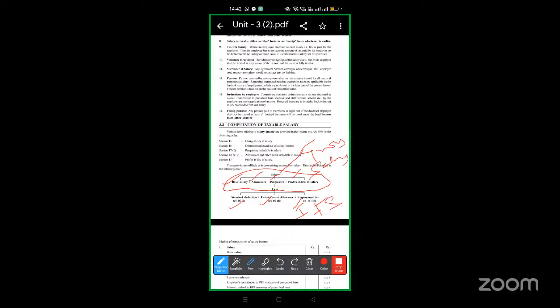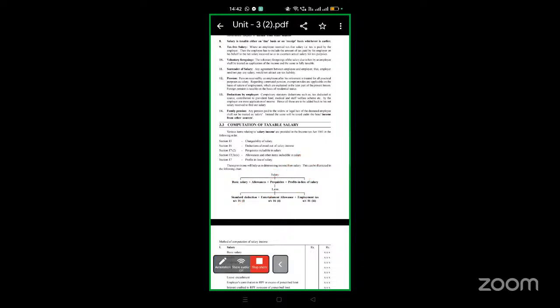The first one is gross salary. So how do we arrive at gross salary? We add basic salary, allowances, perquisites, and profits in lieu of salary. When you add all these four, we get gross salary. From this gross salary, we have three deductions. If we deduct those three deductions, that is called income from salary. Now let us understand what all comes under salary, what will come under allowances, and what will fall under perquisites and profits in lieu of salary. Let us understand that. So just look here.